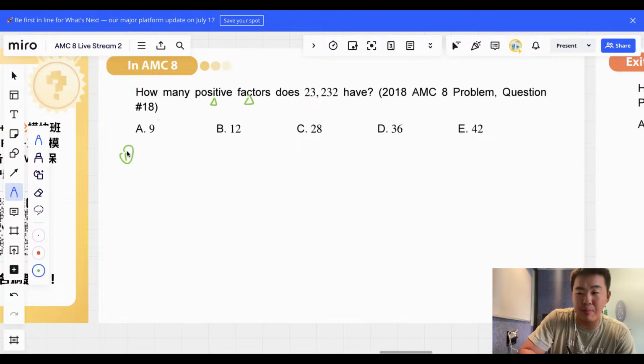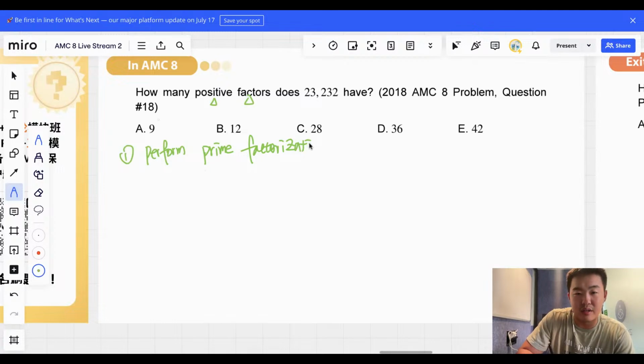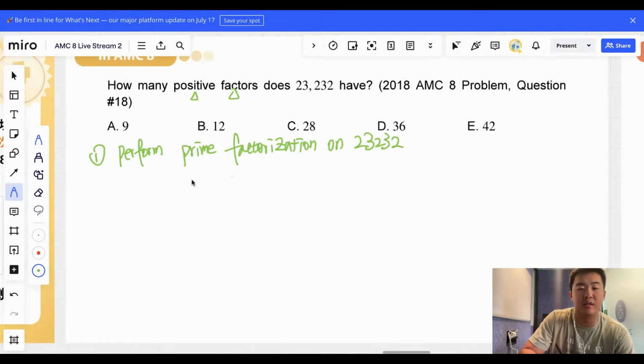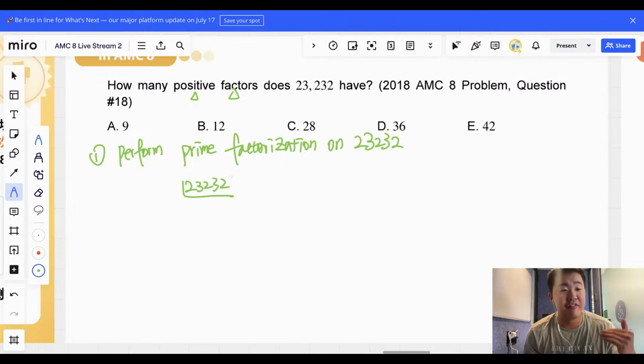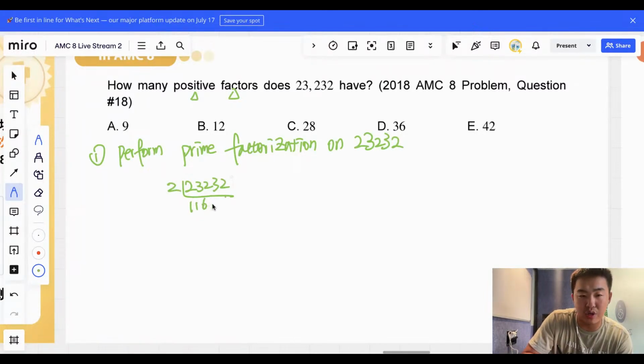So step 1 is to perform prime factorization. Okay, I will write it entirely: 23,232. Let's copy the number here. Our first step is always, if it's an even number, then try the divisor of 2, okay? So this number divided by 2 will give you 11,616. Still an even number, so divided by 2 again, you have 5,808. That's a lot of division calculation, okay?